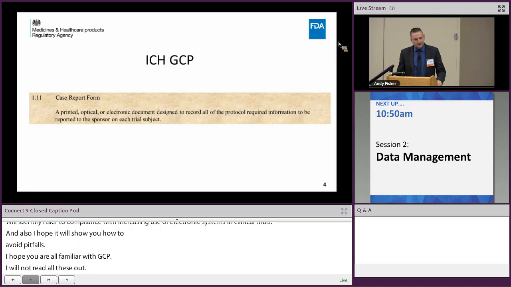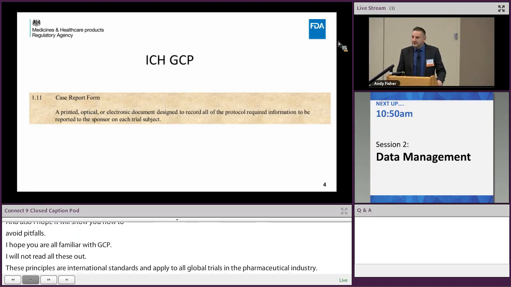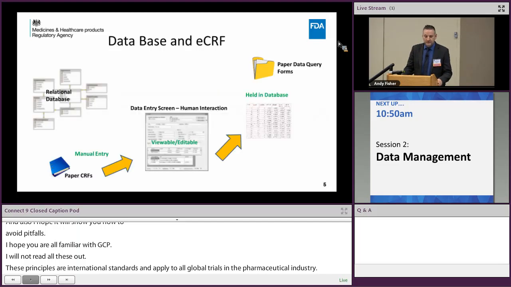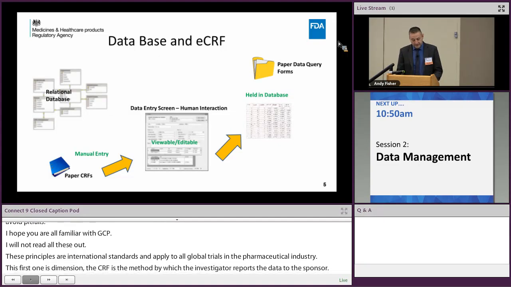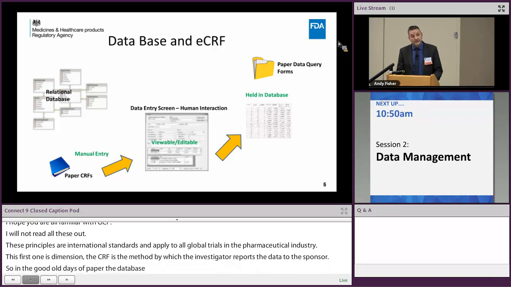This first one, what I'd like to just mention about the CRF is the method by which the investigator reports their data to the sponsor. So in the good old days of paper, the database was held by the sponsor. The investigator site entered the data into a paper CRF. The monitor took the top copy, entered it into a database, and then any queries were resolved by paper data clarification forms or data query forms, they were called.